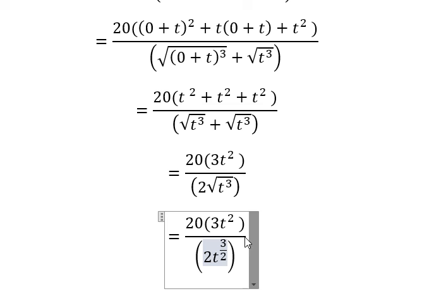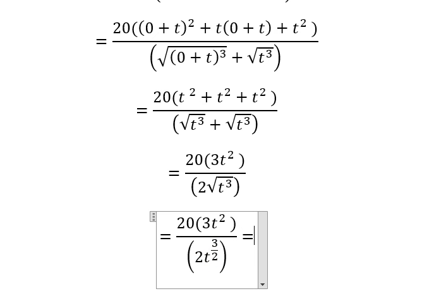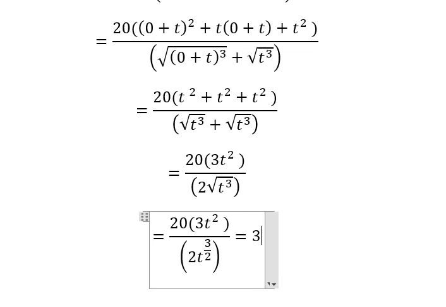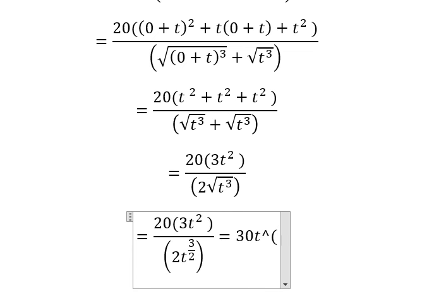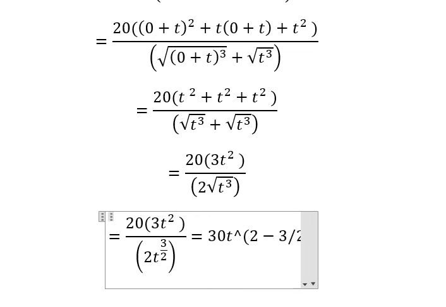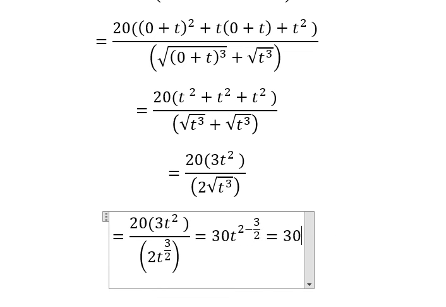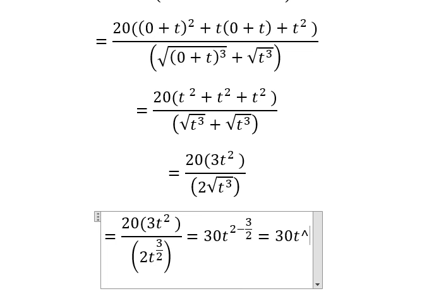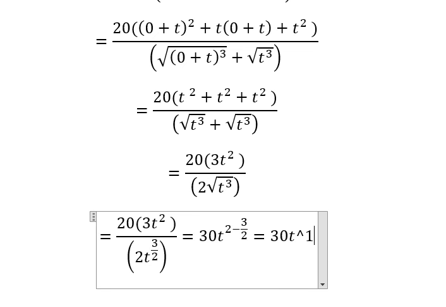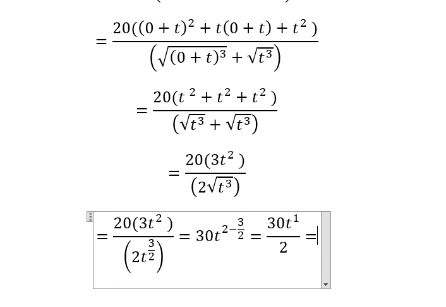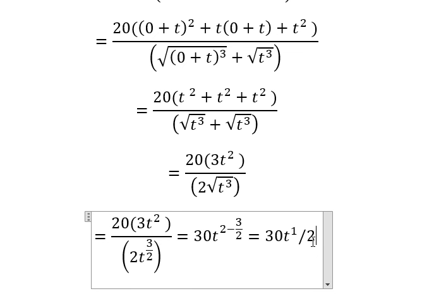And now we can simplify the numbers in here. 20 divided by 2, we have number 10. Number 10 times number 3, we have 30. This one we have number 2 minus 3 over 2. And now we have t to the power of 1 over 2. Or we can write it as the square root of t.